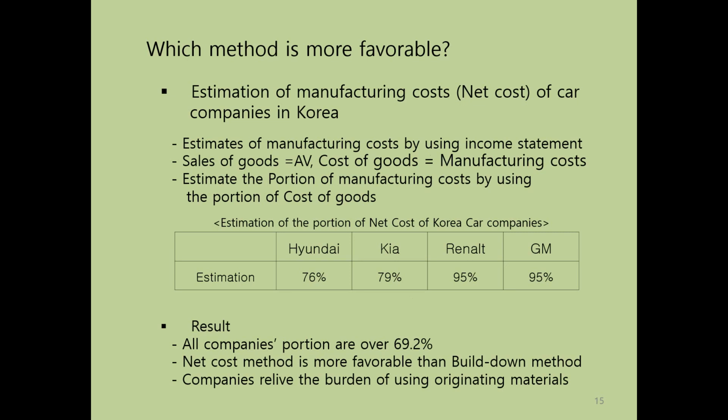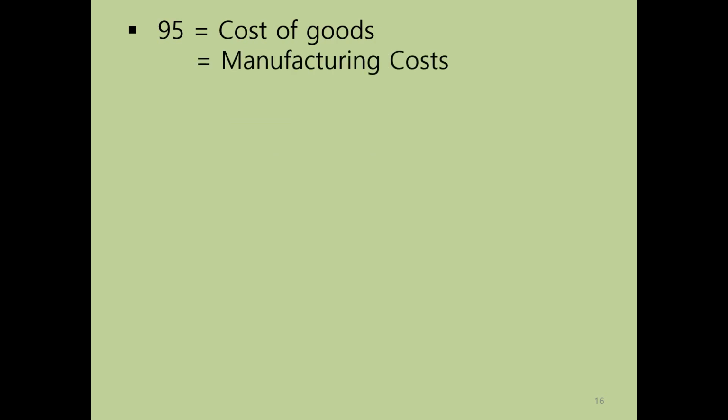In the next slide, we will see how much more favorable the net cost method is using the case of these 2 companies, Renault and GM. As I said, we will see the case of the 2 companies. 95 is the portion of cost of goods, and we regard the cost of goods as manufacturing cost, and we regard manufacturing cost as net cost. Okay, we will compare the 2 methods.